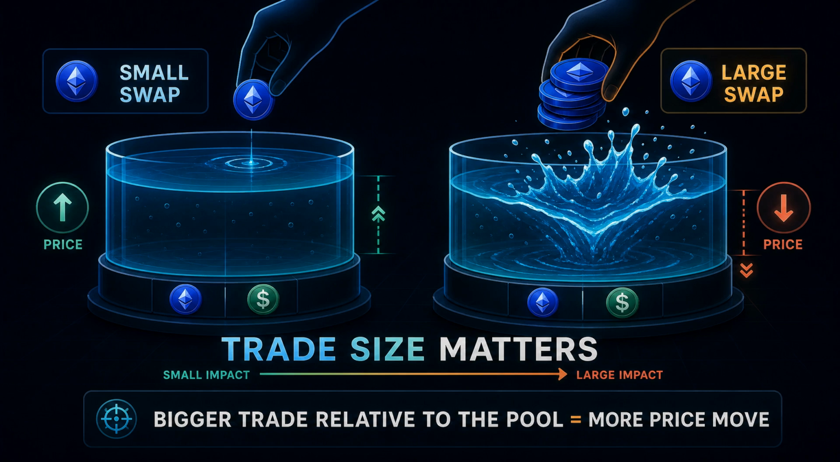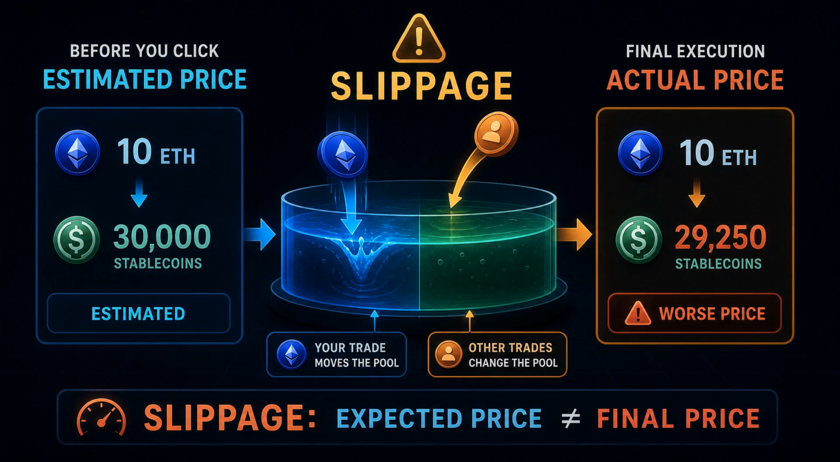A small swap barely changes the pool. A large swap pushes the reserves a lot. The bigger your trade is compared with the pool, the more the pool price moves while your trade is being executed. That movement is a big part of slippage. The price you see before clicking is an estimate. The final execution can be worse if your own trade moves the pool, or if other transactions change the pool before yours is confirmed.